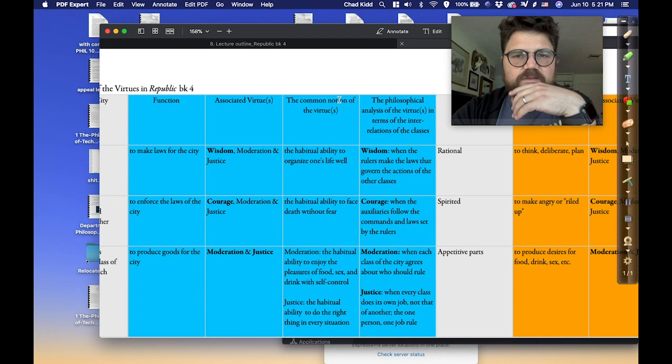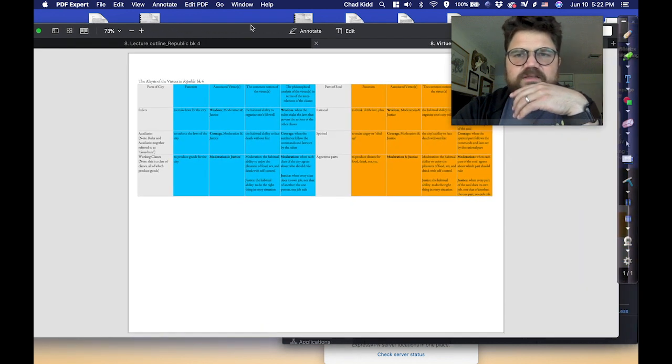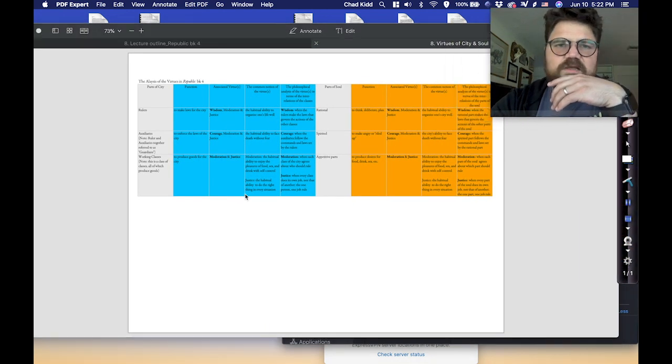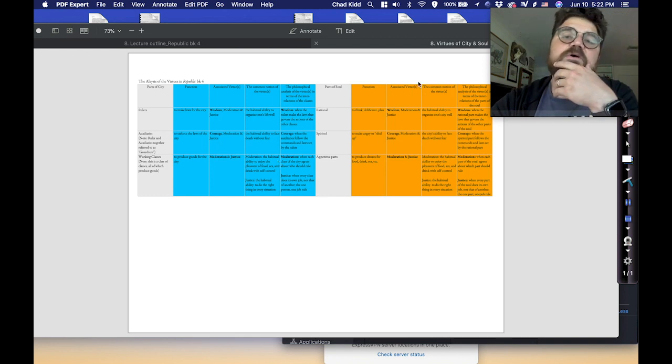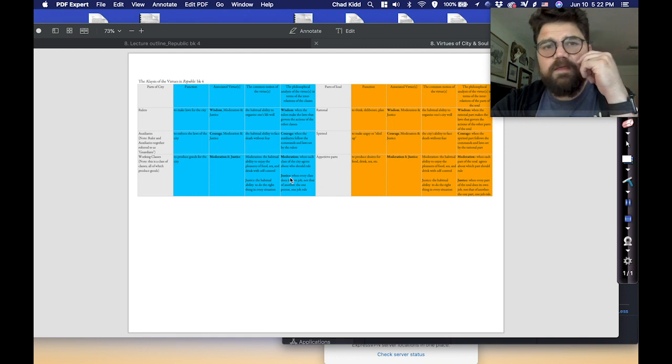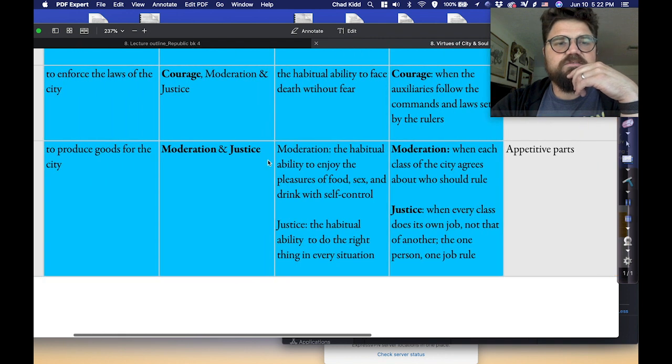So let's draw it up like this, right? The table has two parts. If you take a look at it, you'll see it has two parts. The part here that's highlighted in blue is the part of the table that represents the virtues of the city. This part in orange represents the virtues of the soul. Okay, so let's zero in on the virtues of the city side of things.